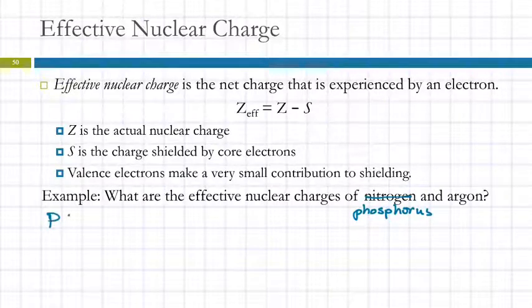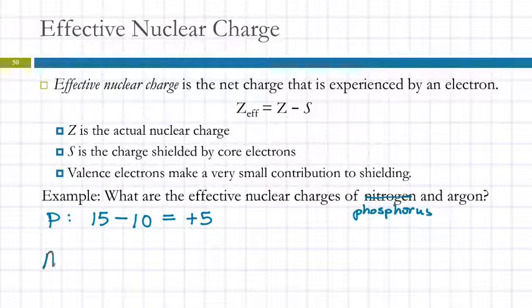So for phosphorus, what is its atomic number? 15. That tells me it has 15 protons in the nucleus. It has a total of 15 electrons. How many valence electrons does it have? 5, because it's in group 5, right? If it has 5 valence electrons, the other electrons must be core electrons, right? So how many core electrons are there? 10. So for phosphorus, we've got 15 minus 10. So the effective nuclear charge is +5. That's what the valence electrons see.